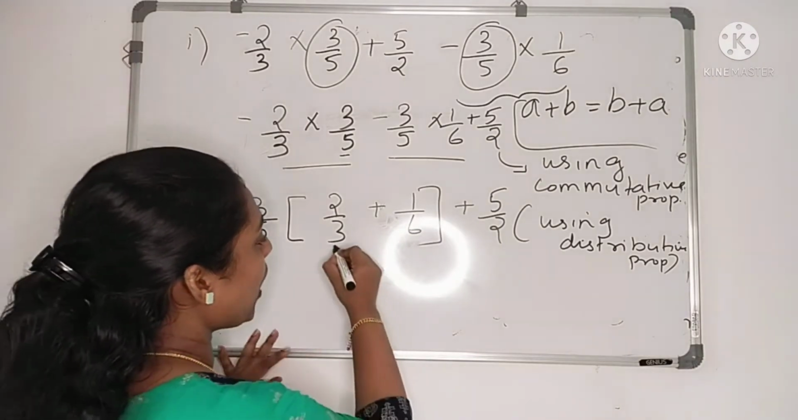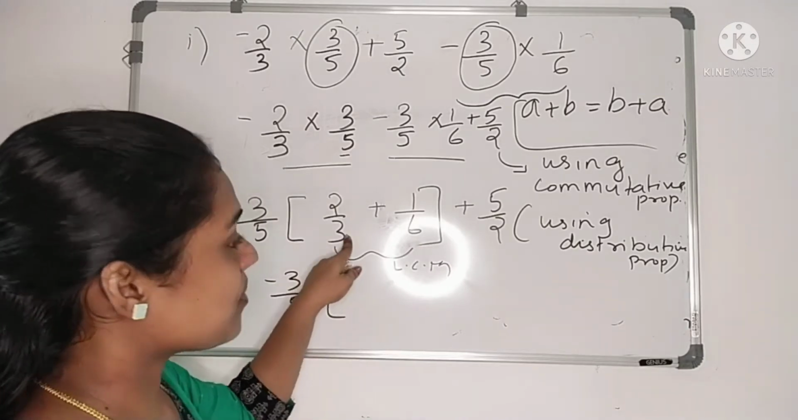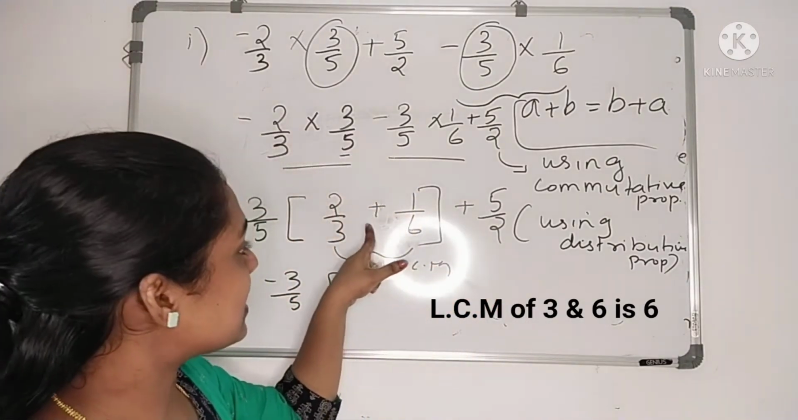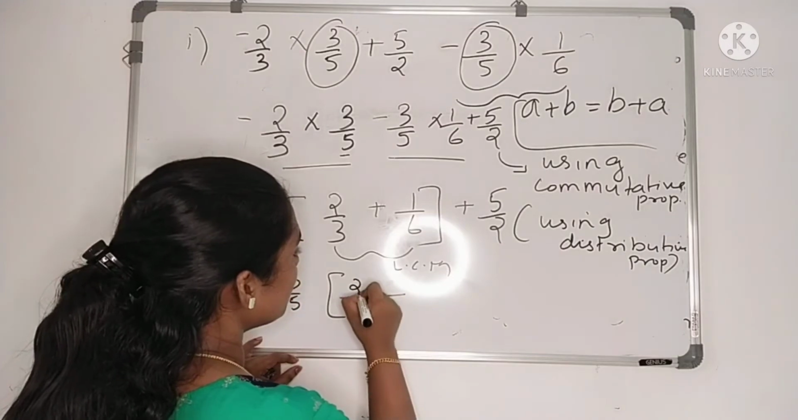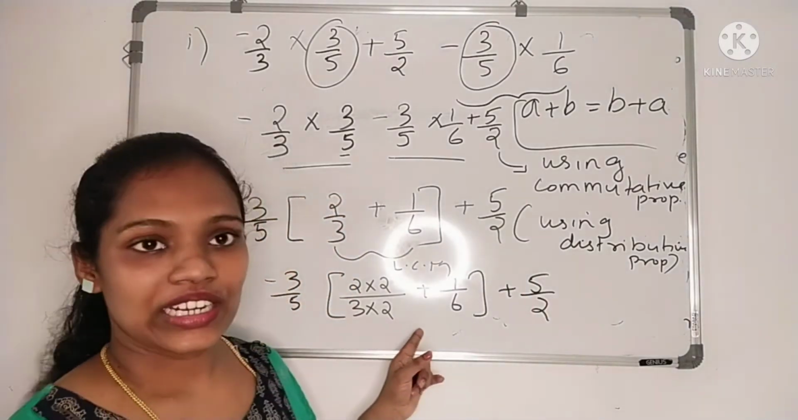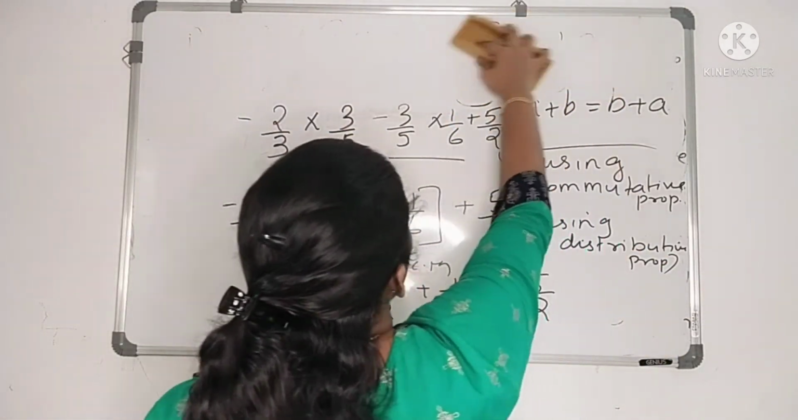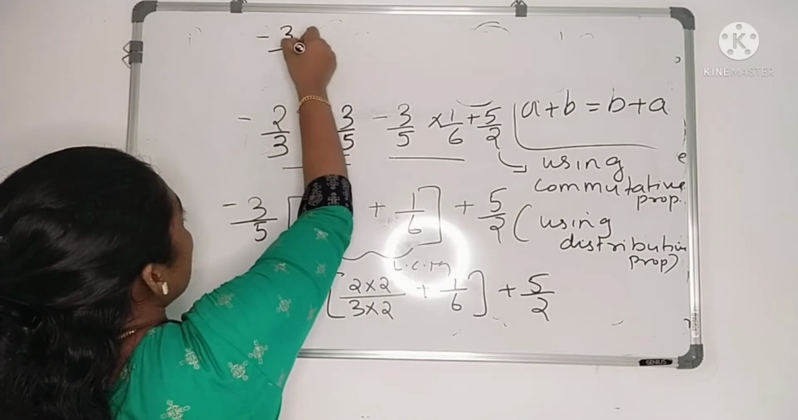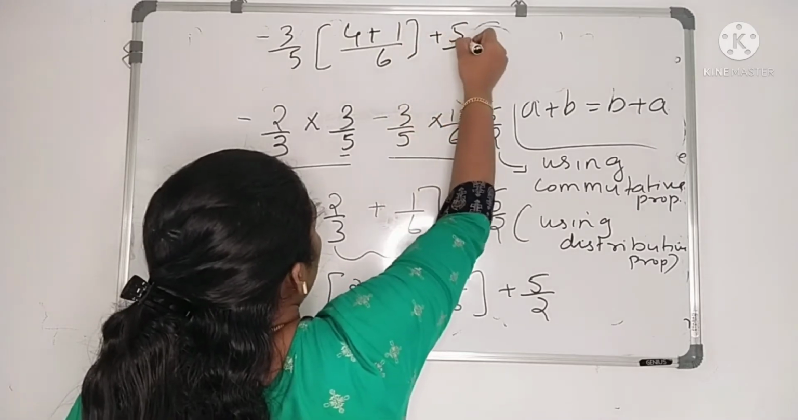Now what you have to take is the LCM of this part. Tell me, what is the LCM of 3 and 6? Yes, the LCM of 3 and 6 is 6. So 3 into 2 equal to 6. In the same way you have to multiply in the numerator also, that is 2 into 2. So write 3 into 2, 2 into 2, plus 1 by 6, and our remaining term is 5 by 2. Now 2 into 2 is 4, 3 into 2 is 6. So minus 3 by 5 into 4 plus 1 by 6, plus 5 by 2.